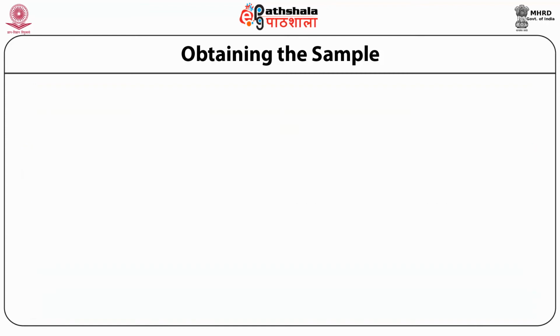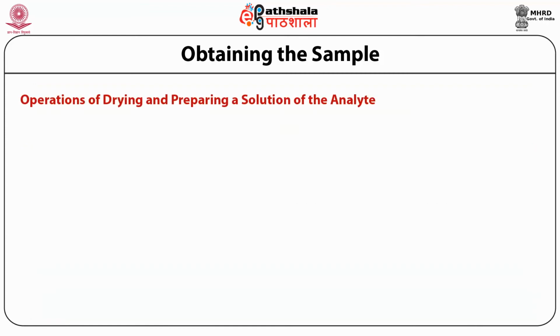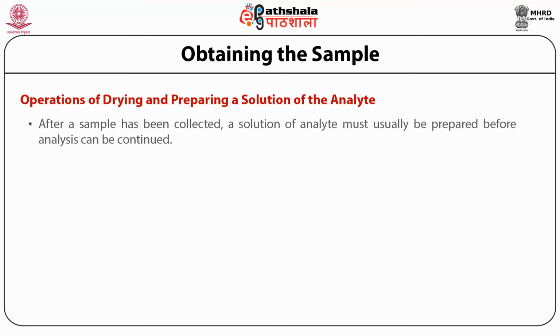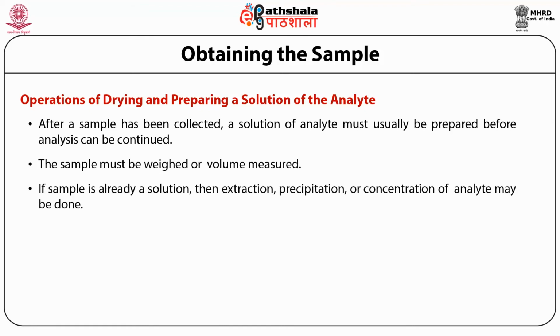The next is the operations of drying and preparing a solution of the analyte. After a sample has been collected, a solution of the analyte must usually be prepared before analysis can be continued. The sample must be weighed or its volume measured. If the sample is already a solution, then extraction, precipitation or concentration of the analyte may be done. That includes drying the sample.